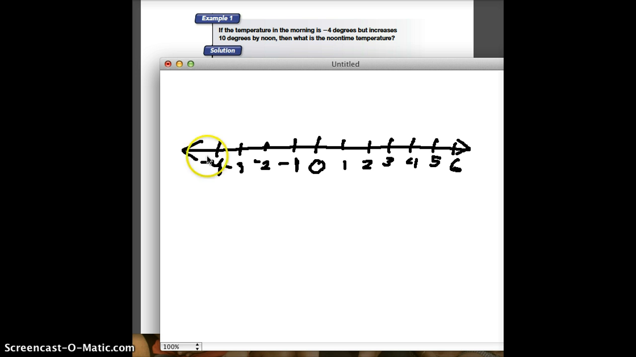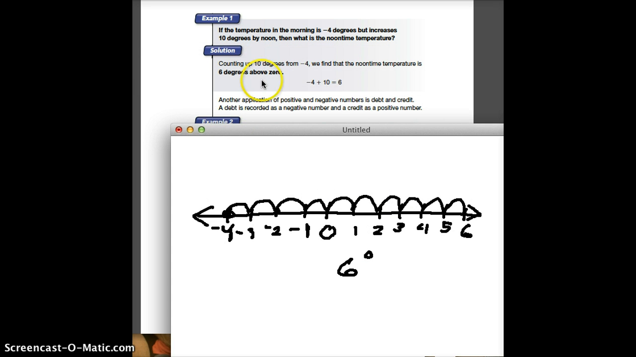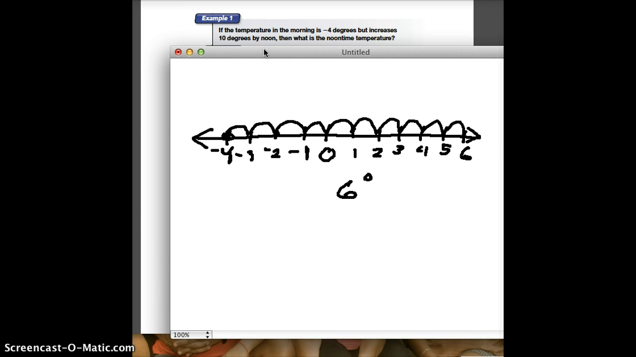So if it starts at -4, we'll start here, but increases 10 degrees. You don't go up to 10. What it means is you're going up 10 degrees. So you would go up 1, 2, 3, 4, 5, 6, 7, 8, 9, 10. What is the noontime temperature? Well, it is 6 degrees. Let's check and see if I'm right. Sure enough, it is positive 6.